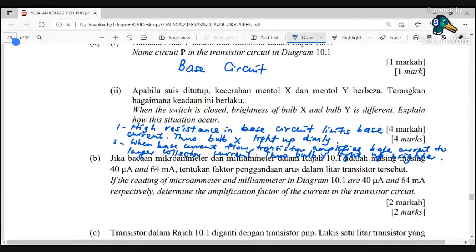Okay, 4 marks. Okay, first high resistance basically limits base current. Thus, bulb X light up dimly. When base current flow, transistor amplifies base current to larger collector current. Thus, bulb Y light up brighter. Okay, that's why they have different brightness, bulb X and bulb Y.